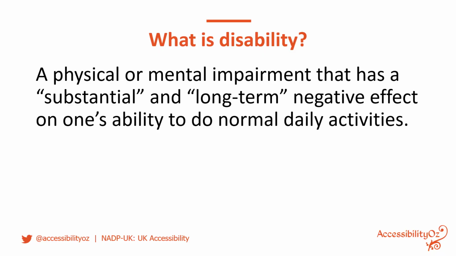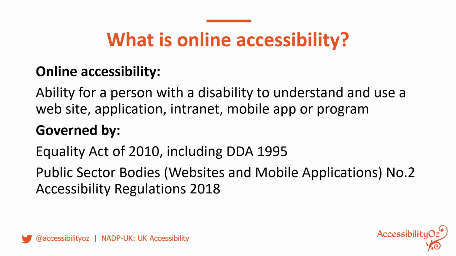According to the UK definition, it is a physical or mental impairment that has a substantial and long-term negative effect on one's ability to do normal daily activities. Now, be aware that substantial means more than minor or trivial, e.g. it takes much longer than it usually would to just complete a daily task like getting dressed, and long-term meaning 1 year or longer. So that's what disability is in the UK.